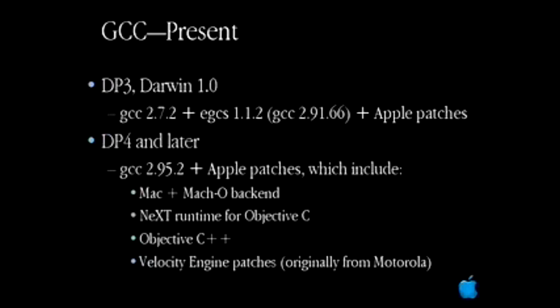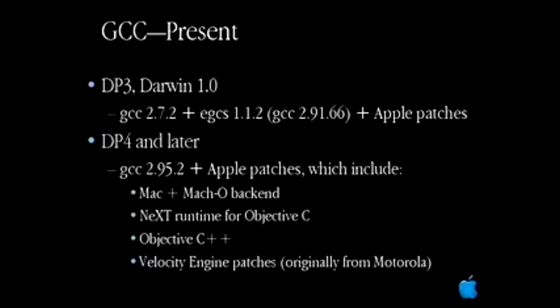Stan Shebs, who's our GCC guy, isn't in town today, so I'm covering for him. In DP3, GCC was version 2.7. We had a version of EGCS in there as well, and the combination of the two was the compiler. In DP4, we've got a later version, 2.95. In both cases, we've got a whole bunch of Apple hacks in there, and those are pretty extensive.